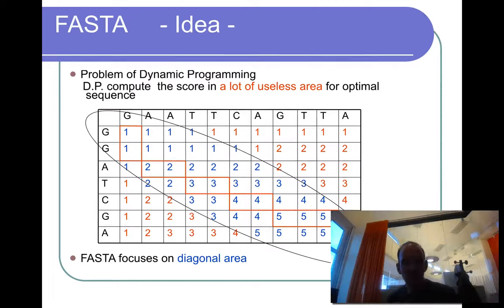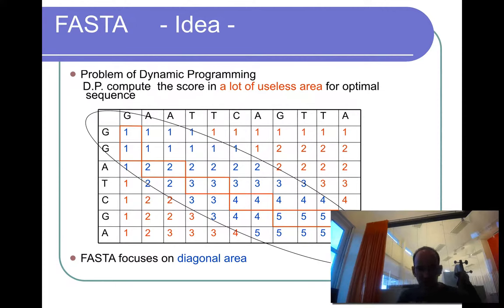So the first heuristic algorithm I will describe is FASTA, because it's slightly easier to describe than BLAST. And as I said before, the problem with dynamic programming is that you actually calculate a lot of useless areas for optimal sequences. If you look at this alignment here, it's a very simple nucleotide alignment with zero gap penalty and an identity matrix, and we want to find the optimal alignment.